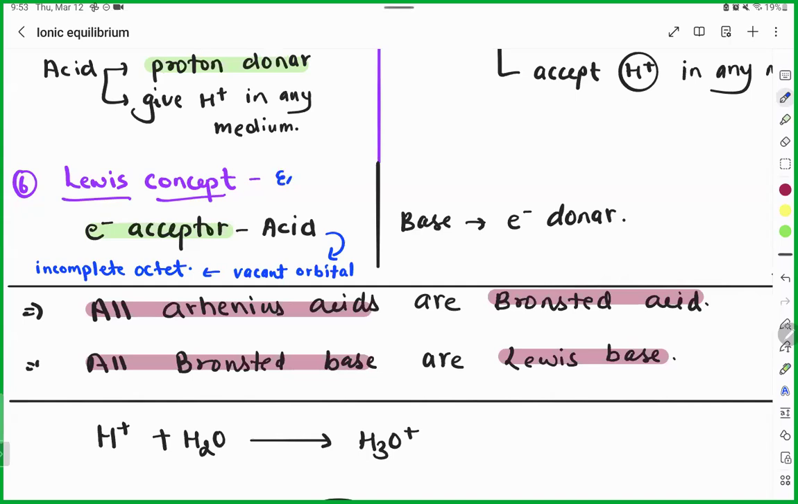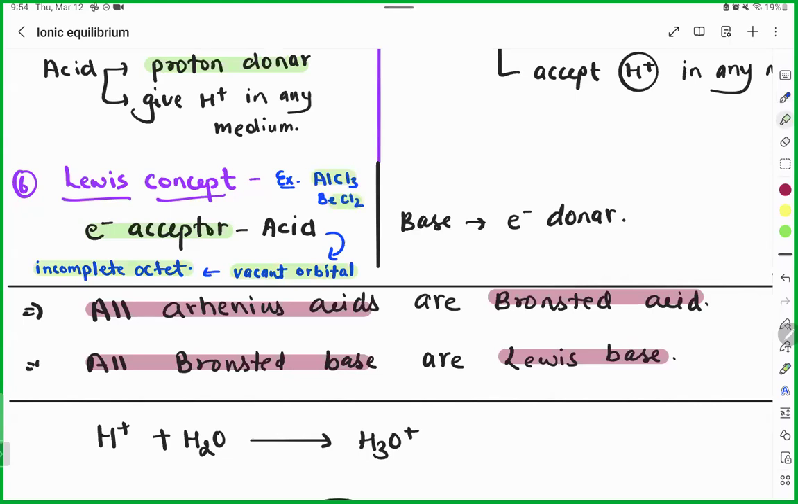Example, AlCl3 or group 13 element, or BeCl2. Be has 2 electrons, 2 Cl. So total 4 electrons. You still have shortage of electrons. Correct? So in case of acid, you will have vacant orbital and there will be incomplete octet. As you can see, AlCl3 is acid. How do you know it is acid? Because 6 electrons in total. BeCl2 total 4.